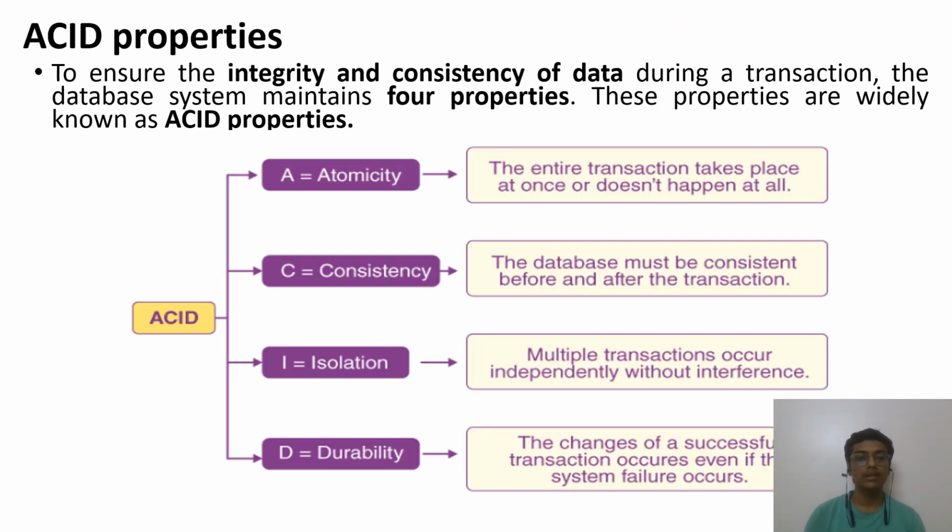These are the ACID properties. A represents atomicity: the entire transaction takes place at once or doesn't happen at all. Second one is consistency: the database must be consistent before and after the transaction. Third one is isolation: multiple transactions occur independently without interference. The fourth one is durability: the changes of successful transactions persist even if a system failure occurs.